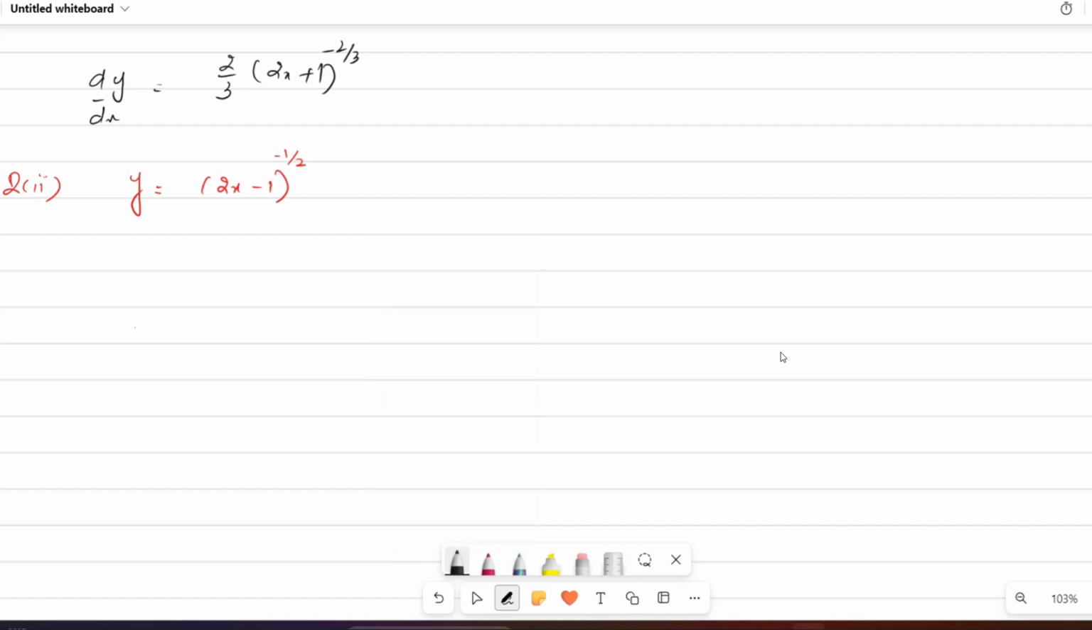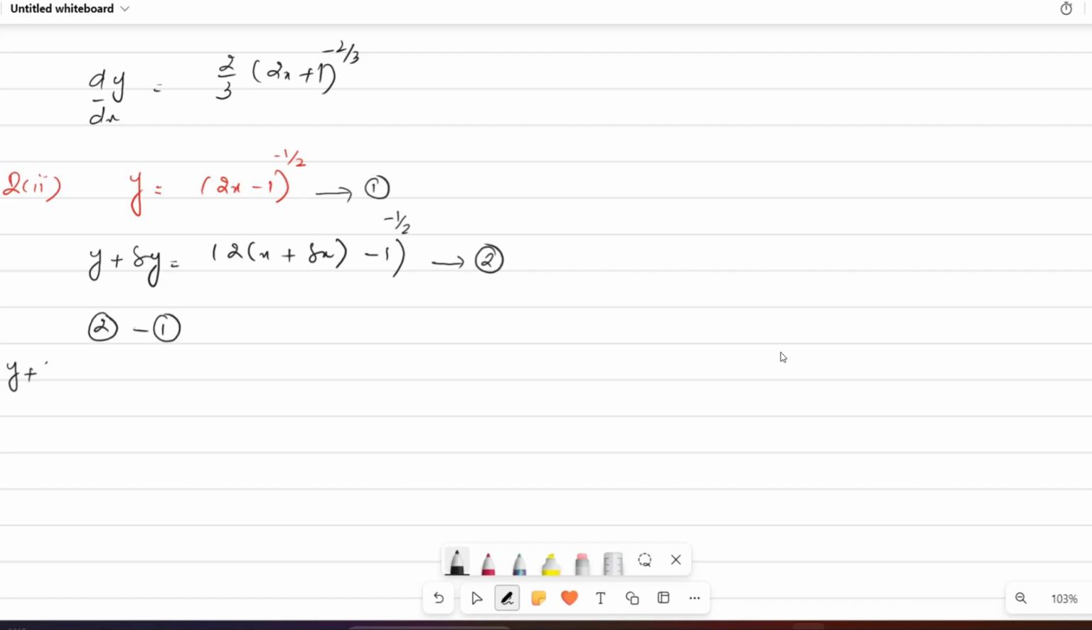This is equation number 1, and if we are going to add y plus delta y, it would be 2 times (x plus delta x). We have to just add delta x with x, same like we are adding delta y with y, minus 1, (2x plus delta x minus 1) whole raised to the power minus 1 upon 2. Now this is equation 2. We have to subtract 1 from 2.